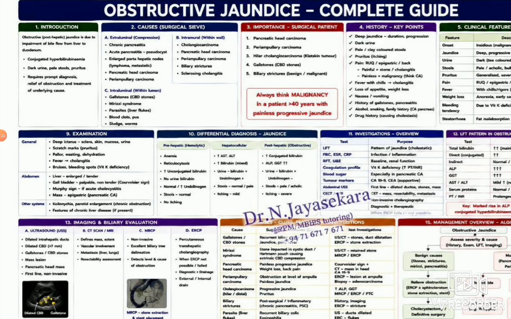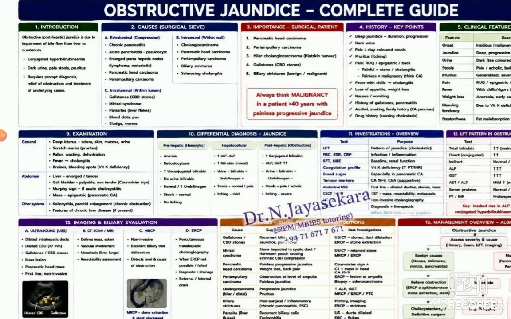Why does jaundice occur? Now let's think logically. Bilirubin is conjugated in the liver and normally excreted into bile. But when bile flow is obstructed, conjugated bilirubin cannot drain into the intestine, so it refluxes back into the bloodstream. That is why obstructive jaundice causes predominantly conjugated hyperbilirubinemia.